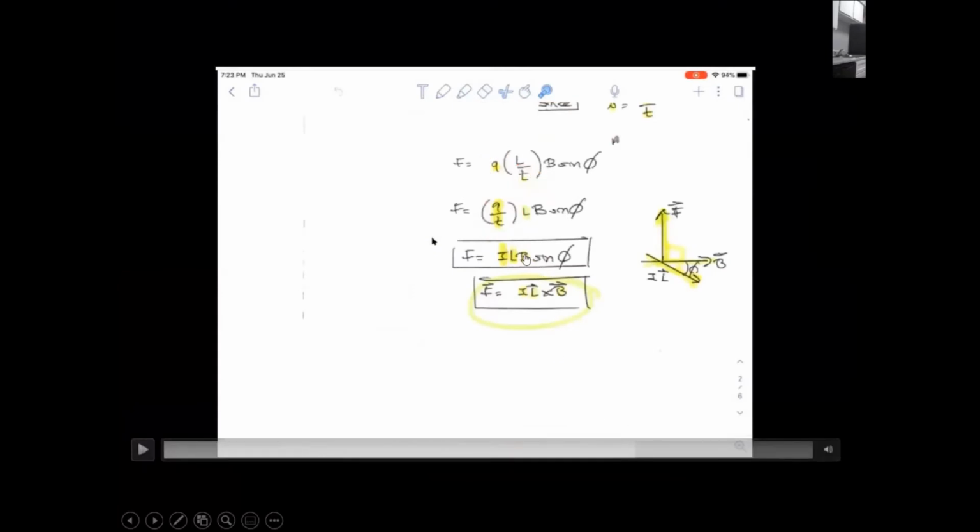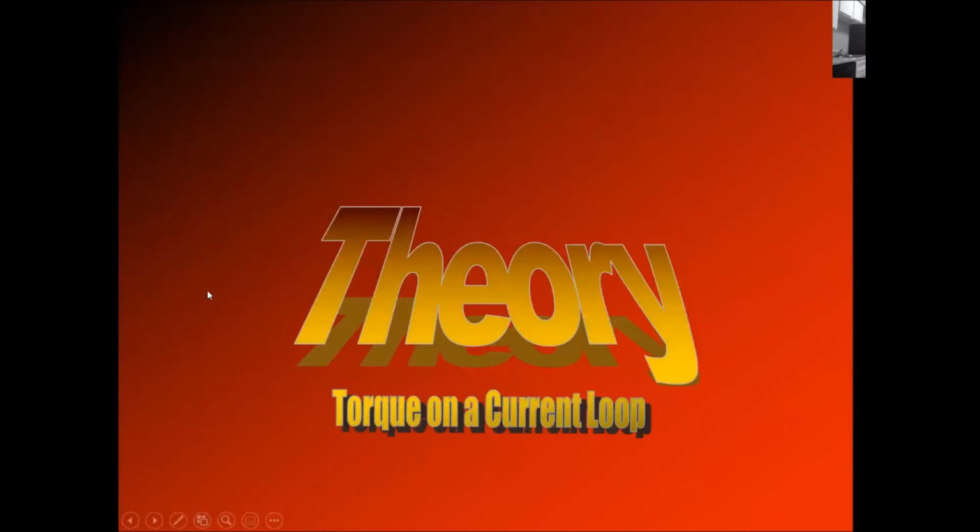This is the same as right-hand rule number 1, except this is for a current. The current is moving in this direction along the length of the wire. So the vector L indicates the direction of the current, and B is a vector. So once again, you end up getting a cross product. This is right-hand rule number 1 for a current inside a wire.